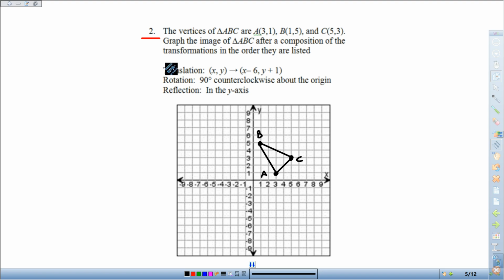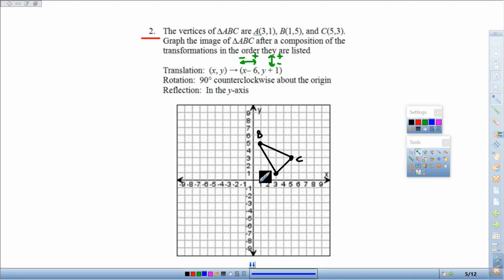All right. Basically from here, we're just doing whatever they're asking us to do. The first thing is a translation. I've said this a few times, but I'm going to keep writing it out. Whatever we do on our X is left and right. Subtracting is going left, adding is going right. Our Y is up and down. Subtracting is going down, adding is going up. Make sure this is in your notes at least once, just in case you forget. But that looks like we're going to the left 6 and up 1 with these points here. So let's go ahead and do it.